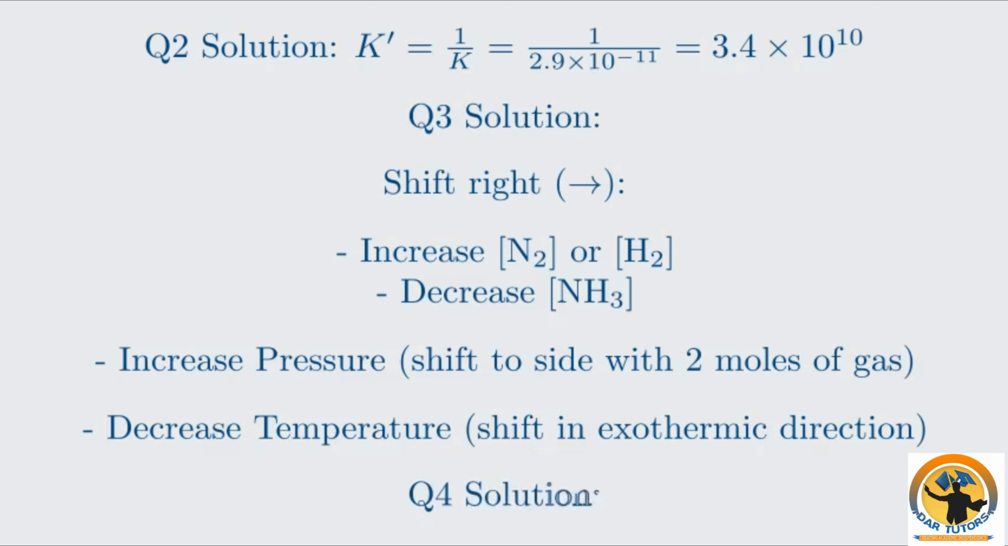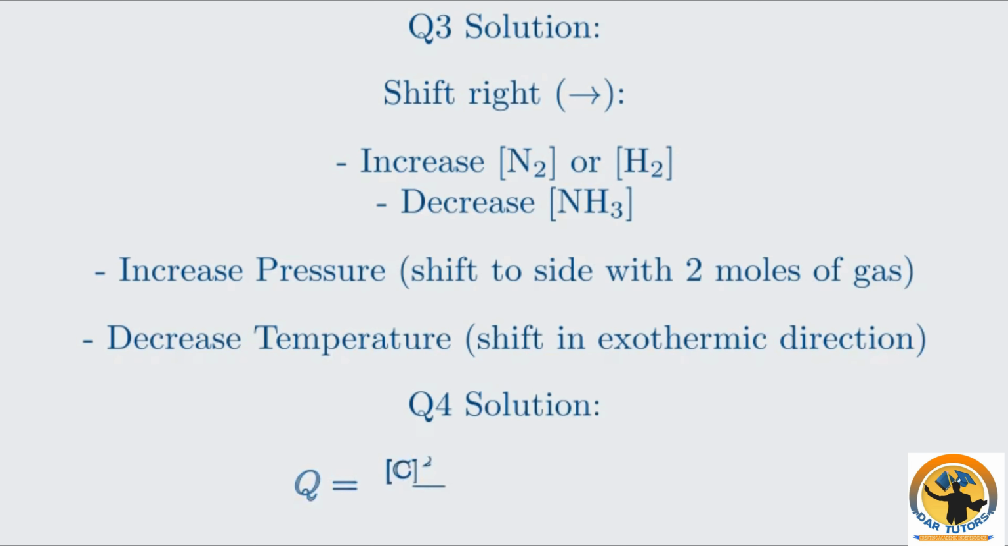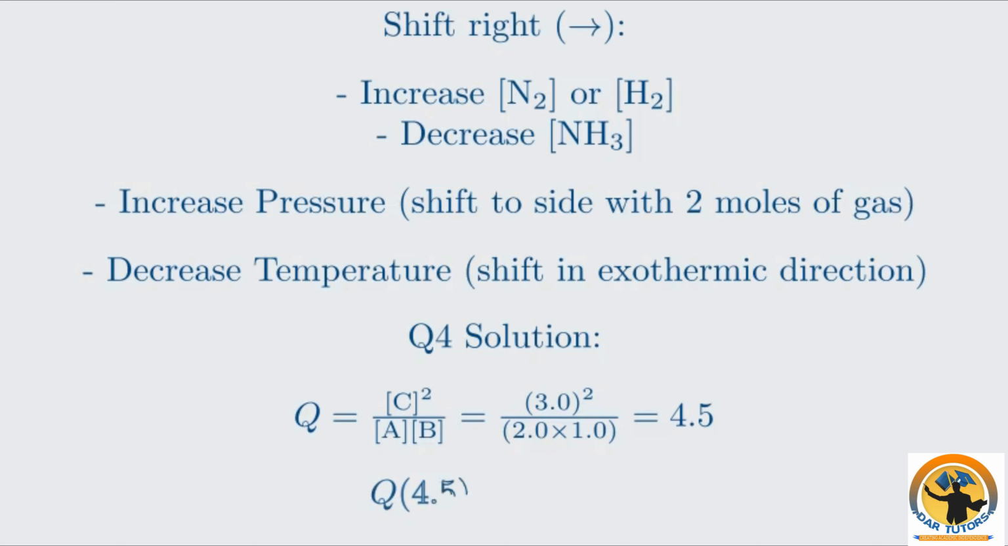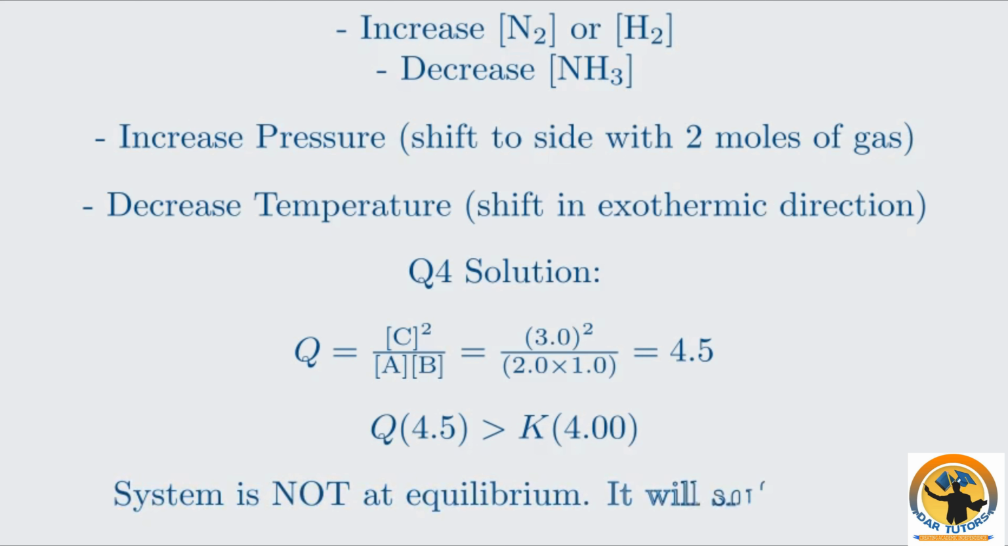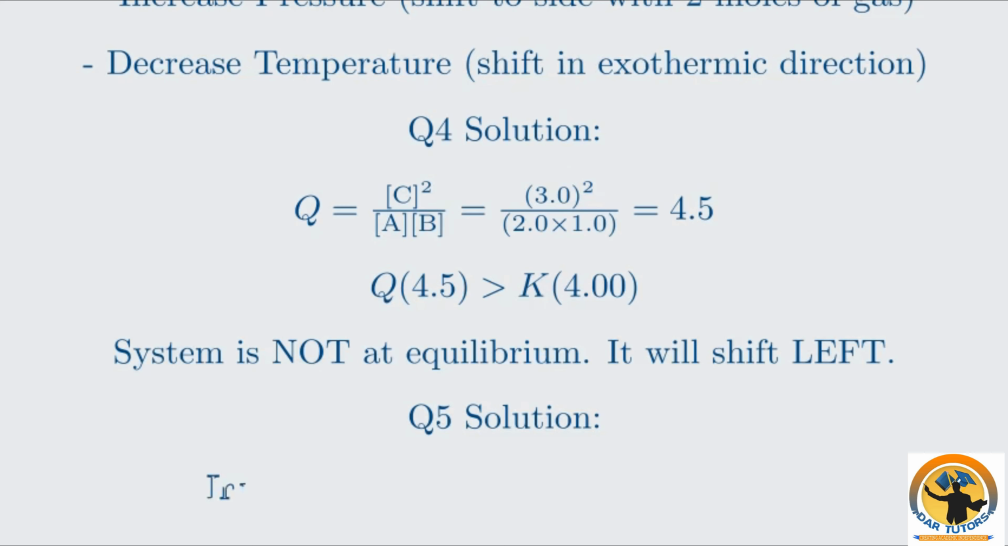Solution to Q4, HL. First, calculate Q with the given non-equilibrium concentrations. Q is 3.0 squared over 2.0 times 1.0, which equals 4.5. Comparing Q and K, we see that Q, 4.5, is greater than K, 4. Therefore, the system is not at equilibrium. Since Q is too high, it must decrease, meaning the reaction will shift to the left to consume products and form more reactants.